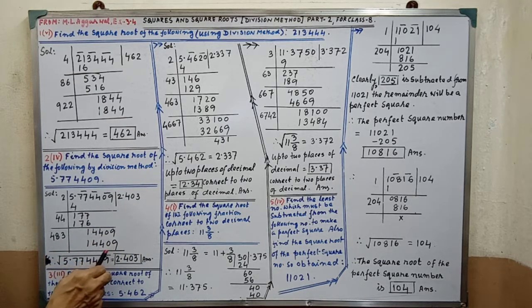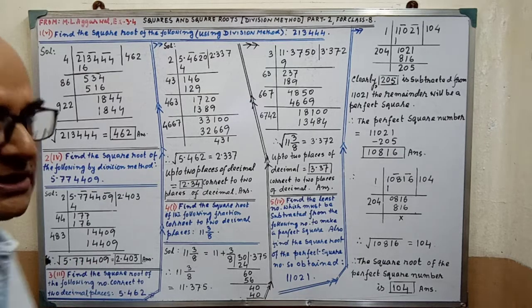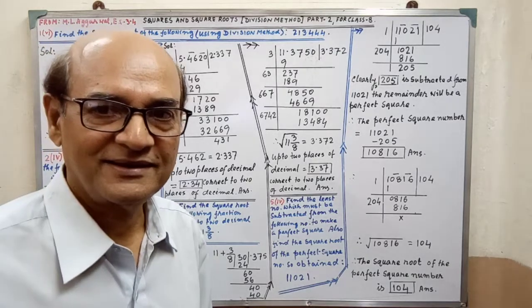Then we are getting this number. This here it is completed. Now therefore root over 5.774409 equal to 2.403. This is the answer. I think it is clear.